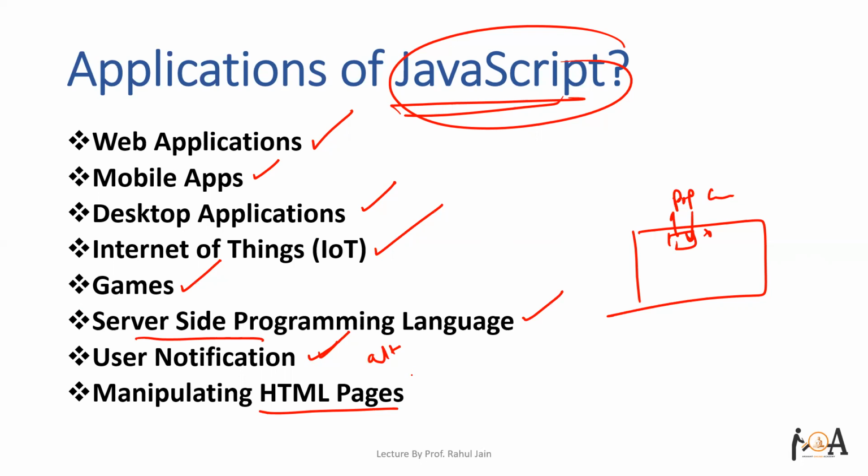You can change the HTML content of any web page using JavaScript. You can make them look very rich in the graphics, very rich in terms of look and feel, right? So these are several applications of JavaScript. Basically, it is versatile. Anywhere you can use it, but these are the majorly used applications of JavaScript.